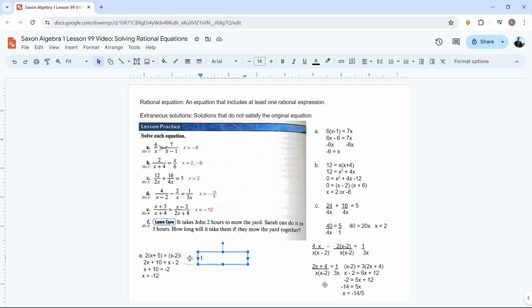Finally, on to letter F. It takes John 2 hours to mow the yard. Sarah can do it in 3 hours. How long does it take them to mow the yard together?